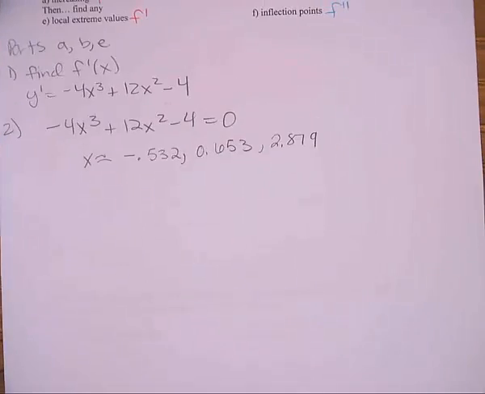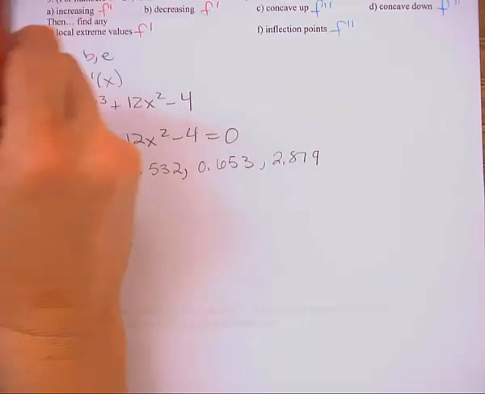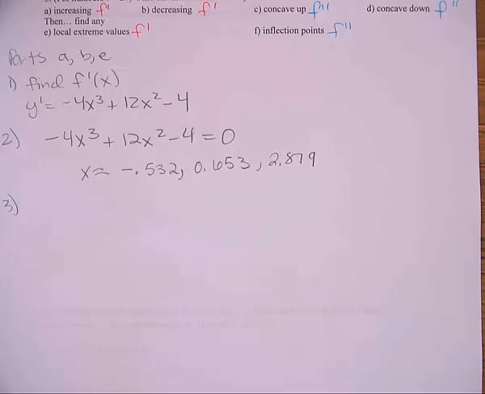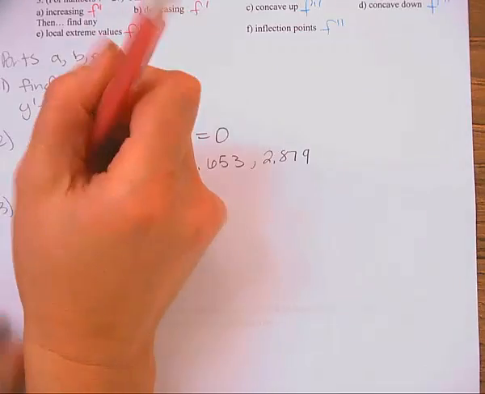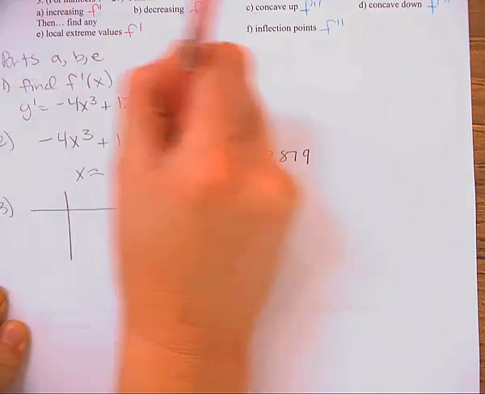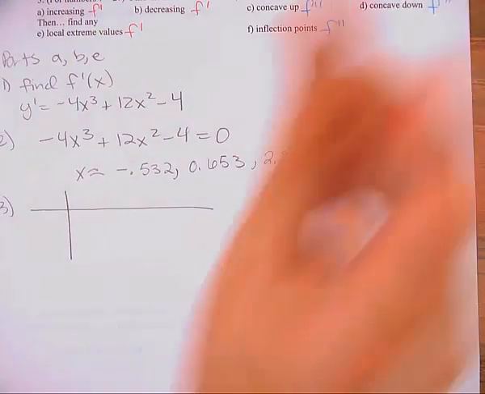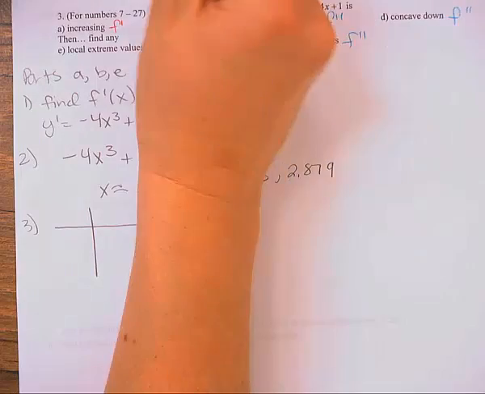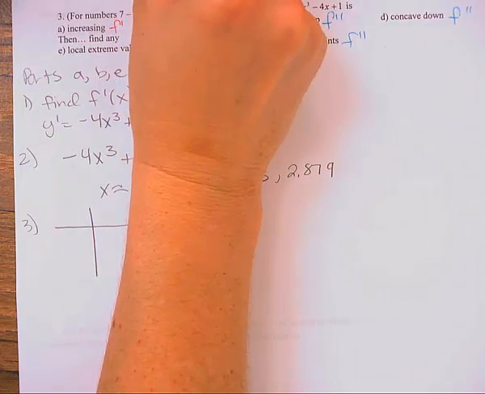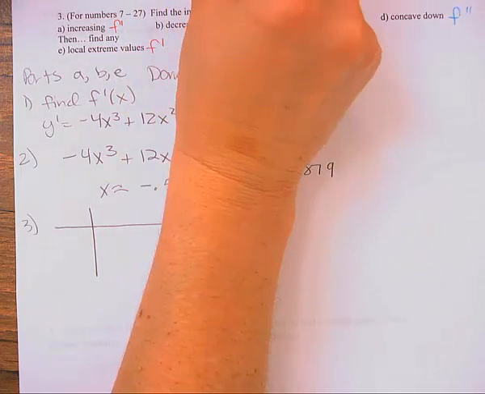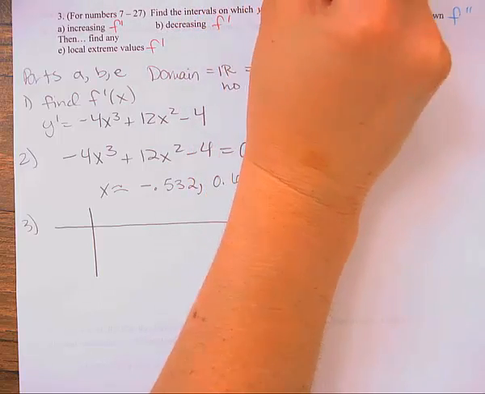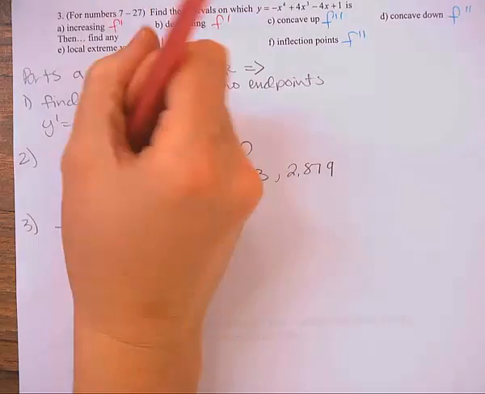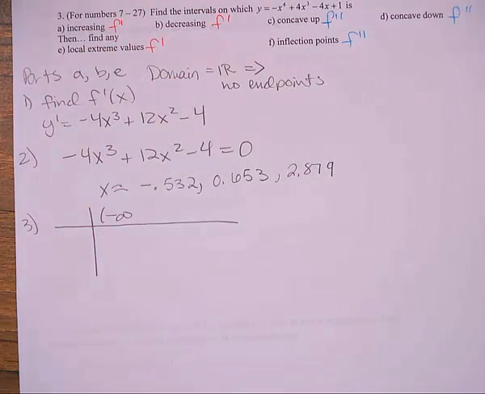Okay, then step 3 is you create your sign chart. And you break up the interval over these critical points. And there are no endpoints because the domain is all real numbers. So I should probably write that at the beginning. The domain is all real numbers, so that implies that there are no endpoints. So in other words, I'm going to start my sign chart all the way at negative infinity. And I'll just go from left to right.